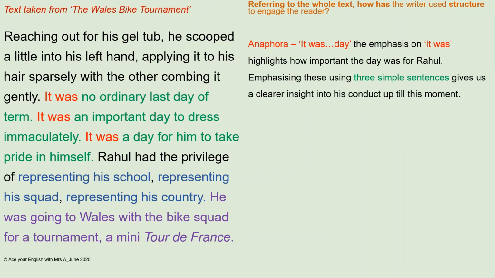Again, the green is just there to emphasize the fact that these sentences are simple sentences. So the fact that they are being repeated: it was no ordinary last day of term. It was an important day to dress immaculately. It was a day for him to take pride in himself. That informs us that this particular day is very important to the character. And of course, the reader wants to know why. We want to keep following to understand what's going on.